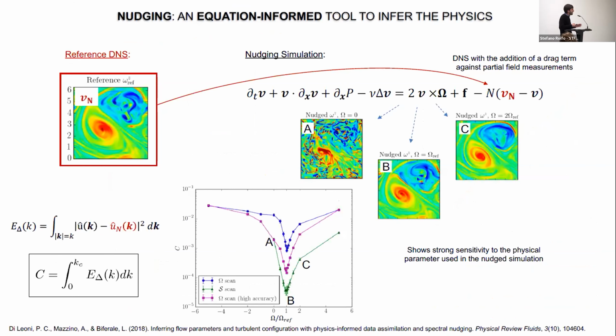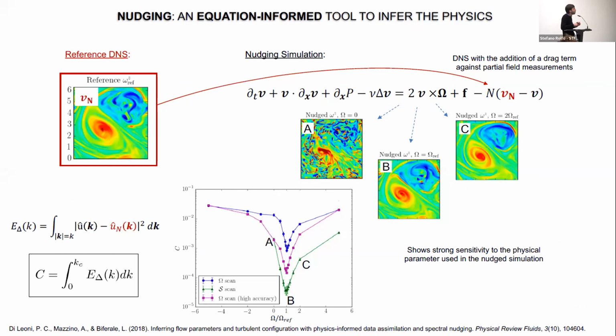Let me first say that there are also ways that are not data-driven, but equation-informed tools. Like, for example, nudging. And the way it works is like that. Let's imagine now we have just one single field and one plane, and we want to see what was the rotation rate of the reference frame for this velocity. We don't have data, but at least we know something, and we know the equation of motion. So we know exactly the equation of motion that generated this field.